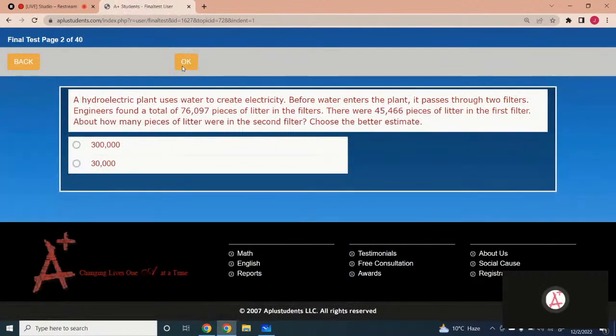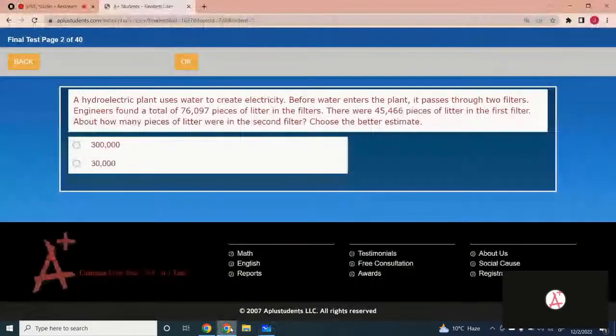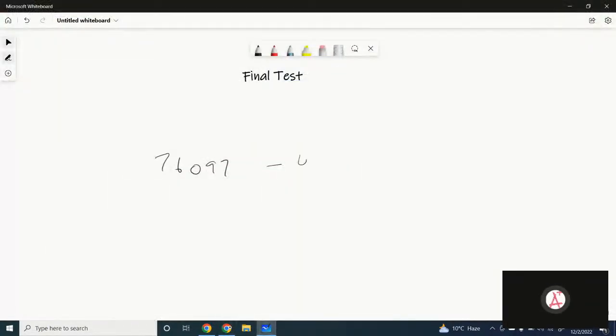Okay. A hydroelectric plant uses water to create electricity, but before water enters the plant, it passes through 2 filters. Engineers found a total of 76,097 pieces of litter in the filters. There were 45,466 pieces of litter in the first filter. About how many pieces of litter were in the second filter? Choose the better estimate. So you have to subtract them, but before subtracting, you have to estimate them. Got it? 76,097 subtract 45,466.